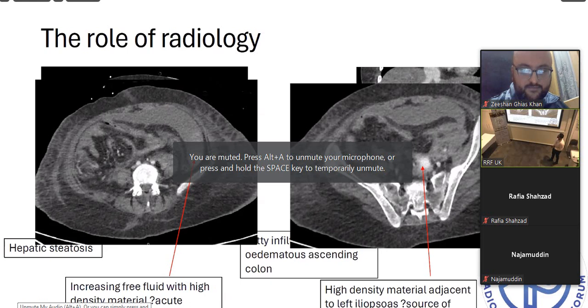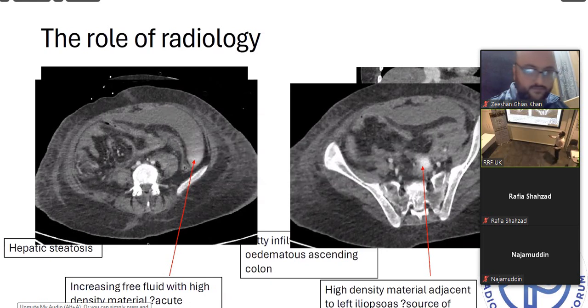And what you can see in this image is high density material within the abdomen, which pointed towards a possible bleed as a cause of this abdominal distension and pain. And in this image on the right, what you can see again is this high density material near the psoas muscle, and this was thought to be the source of the bleed.